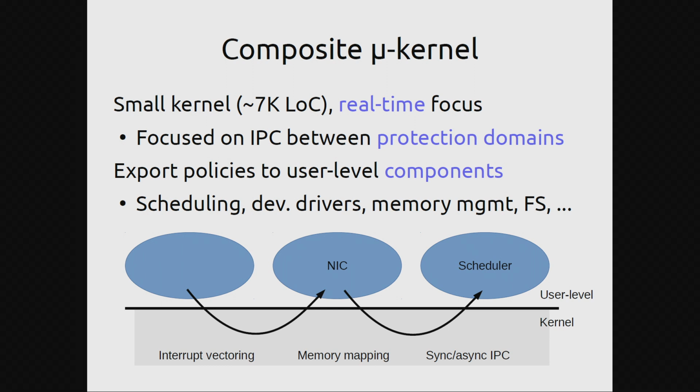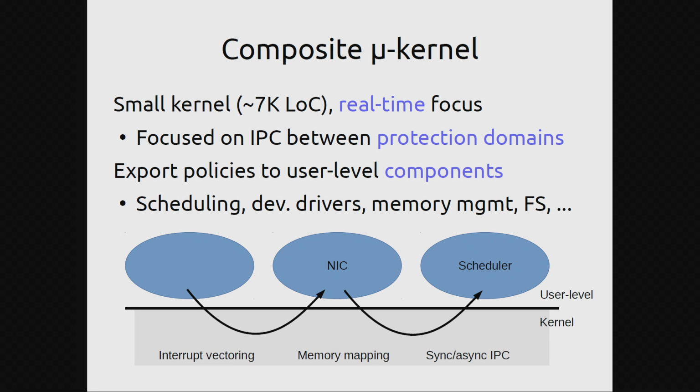It's focused on using IPC between protection domains. For anybody who knows what a microkernel is, this is just kind of the typical definition. Break up the system into small chunks and communicate between them to achieve the functionality that you require from the system. It's based on this idea of being able to move a lot of the resource management policies that would traditionally be in the kernel up into user level, so that now they can be isolated and fail independently.